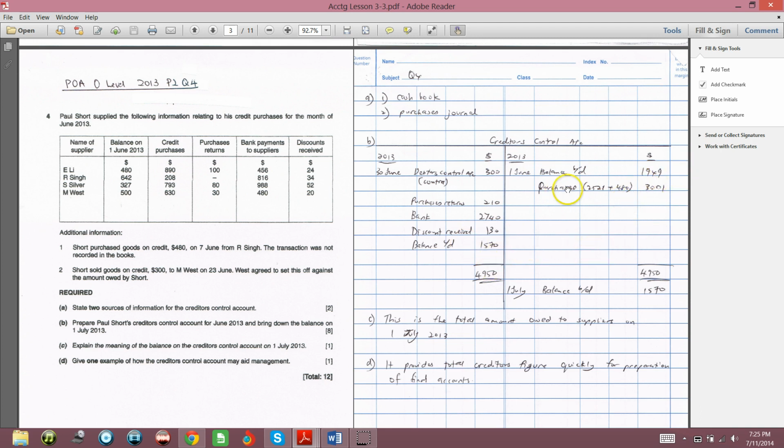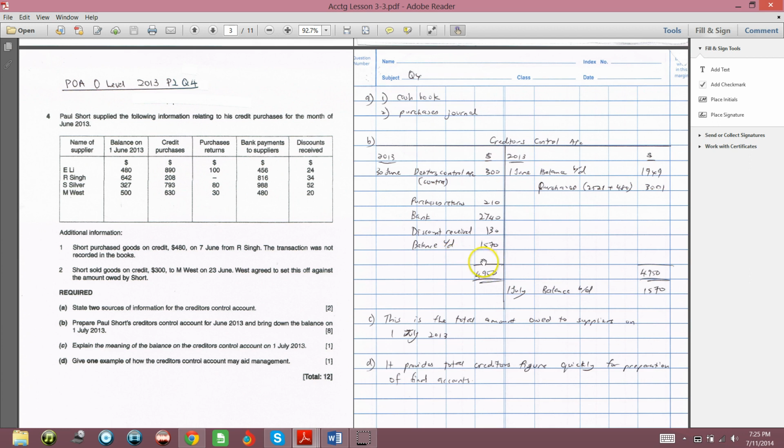So that means at the beginning of the month, I owe my creditor 1949. Then during the month, I buy from them on credit, totaling 3001. Then some of it I offset with my creditors 300, plus I returned some goods 210, and I paid them 2740, plus they give me discount 130. That will mathematically come to a conclusion that at the end of the month I owe them 1570. So this is what the key account means.